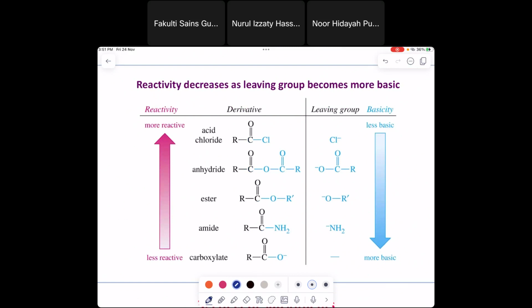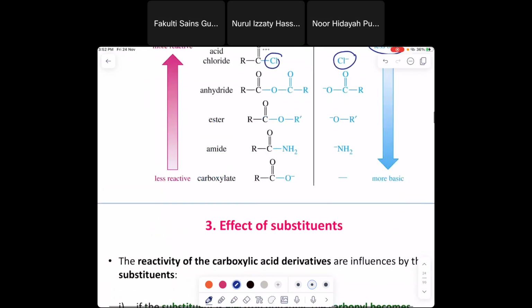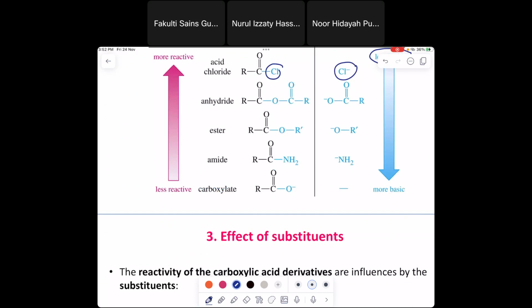Okay, you already know the derivatives. The most reactive carboxylic acid derivative is the acid chloride, because it displaces chloride, which is less basic, again -8. Second is anhydride, which forms a carboxylate anion, then ester with alkoxide, and then the amide. Carboxylic acid will never be reactive, because you have to expel O2 minus. That is so basic, even more basic than the amide.